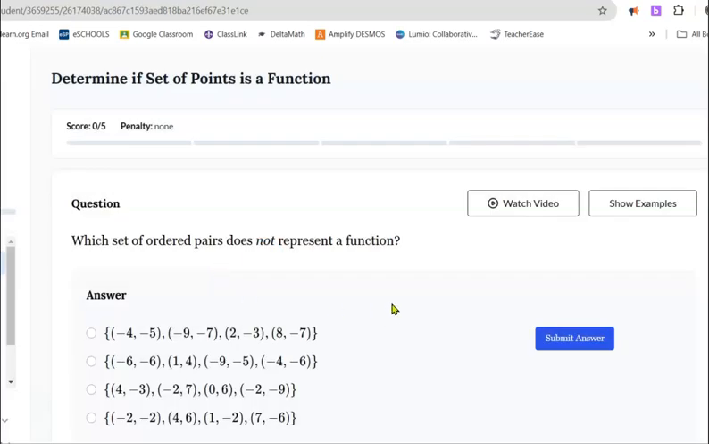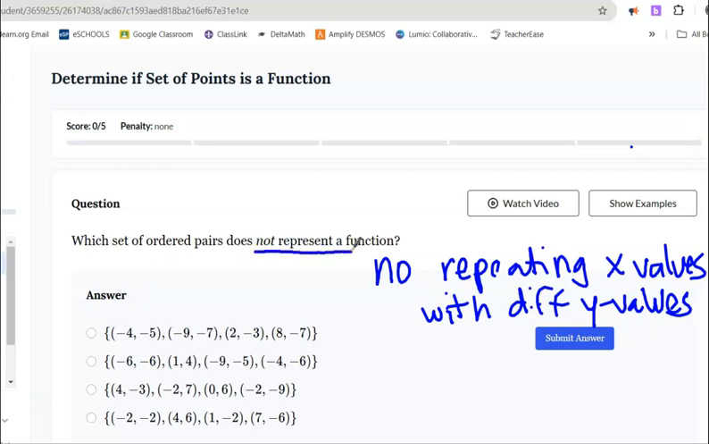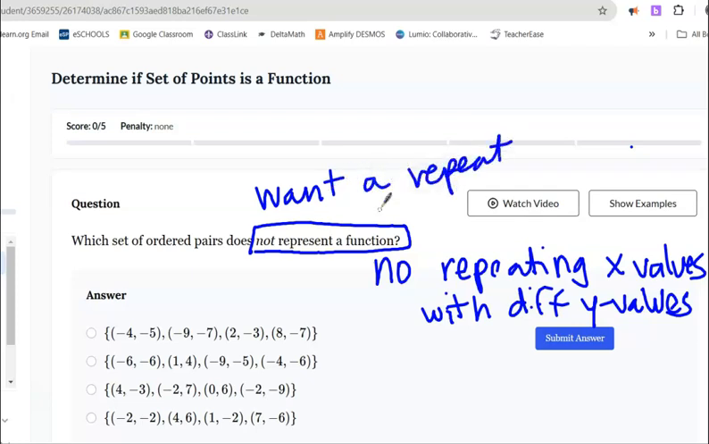In order to determine if a set of points is a function, you need to look for one specific thing. No repeating x values with different y values. So we want something that's not a function. So that means we want a repeat. If you are not a function, it's because you have a repeating x value.